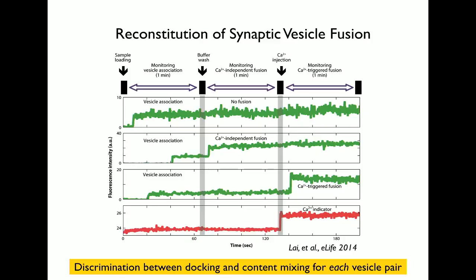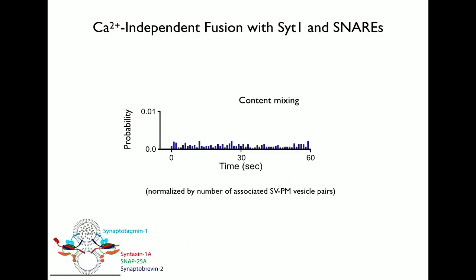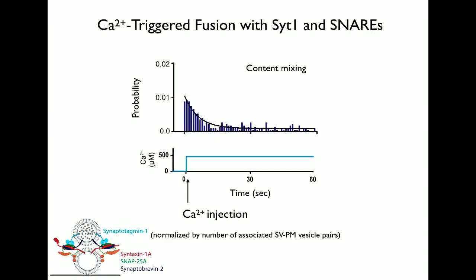The advantage of this assay is that it discriminates between simple vesicle association or docking and fusion events, or what we call content mixing. These are just some examples here. This is fusion independent of calcium, so at 0 calcium. There are occasional events, but not very many. When we inject calcium into the system, there's a pronounced increase in the probability of fusion.